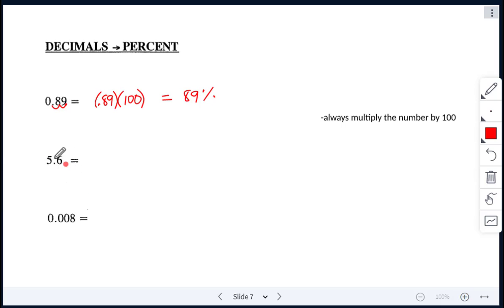So for example, here we have 5.6. If we just move our decimal point 2 to the right, 1, 2, that gives us 560%.